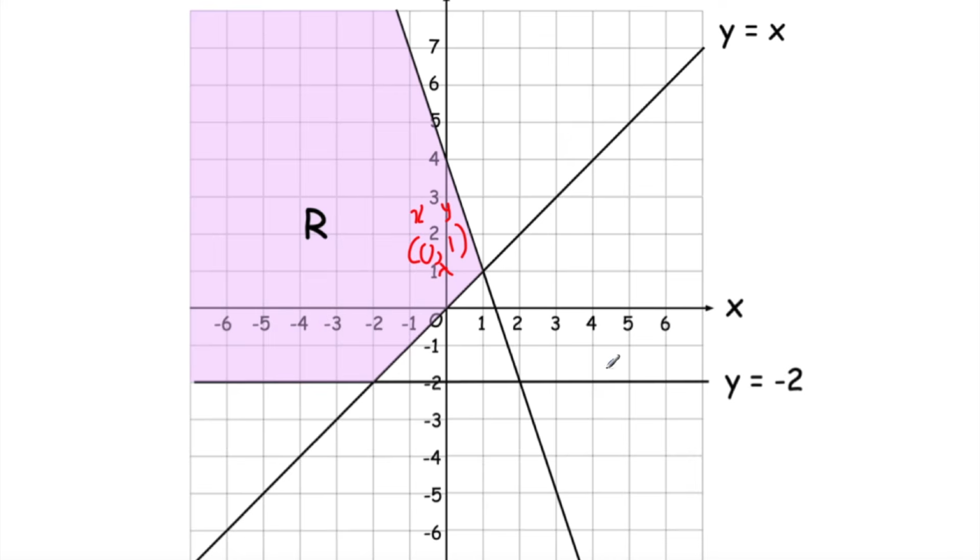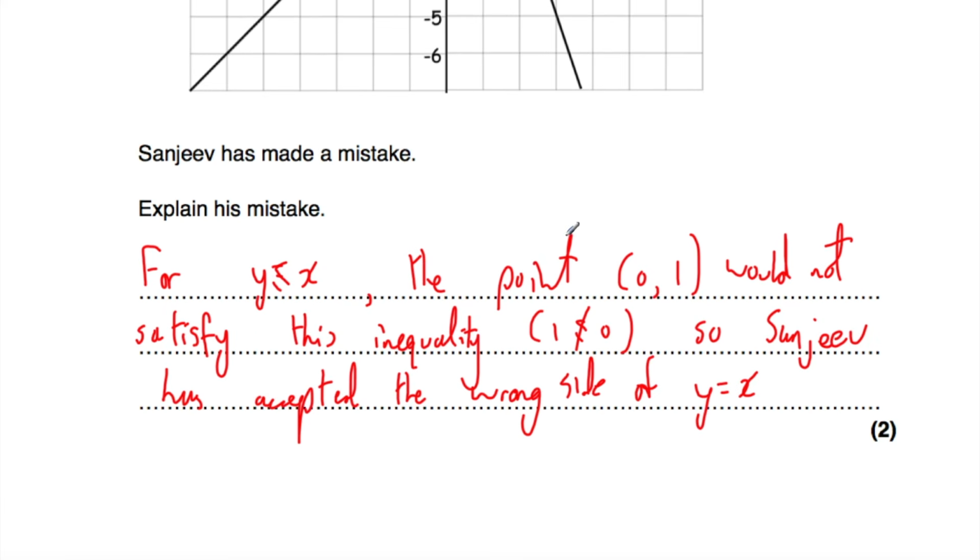So the region that he should have shaded was above that line of y equals -2. It is on the left hand side of that diagonal line, and it should be below this line, so it should have been this region here, not this region here, and that's it. But as we've explained, he shaded in the wrong side of the line, y equals x.